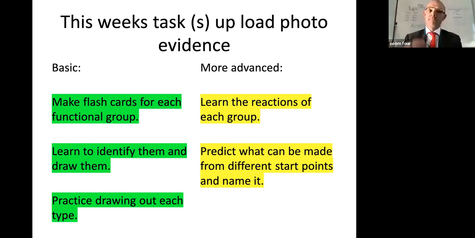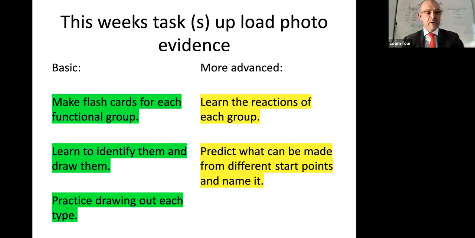Make flashcards for each functional group, be able to draw them, name them, draw the displayed formula, recognize the structural formula, and name them. Practice drawing them out. It'd be really helpful if you drew out some of those and just uploaded a photo so that I can see that you know what you're doing. That way I can look at the photo, so can Mr. Timmins, and we can just spot any glaring errors that you're making.